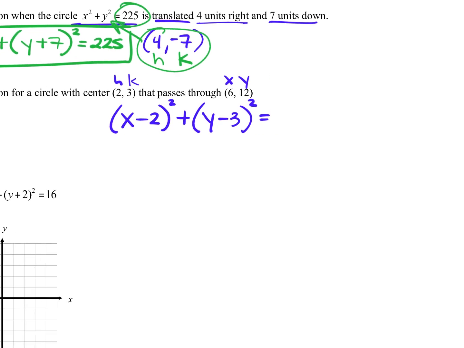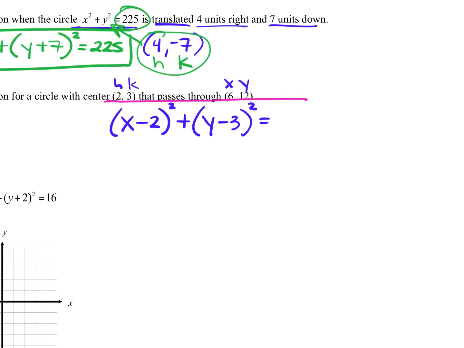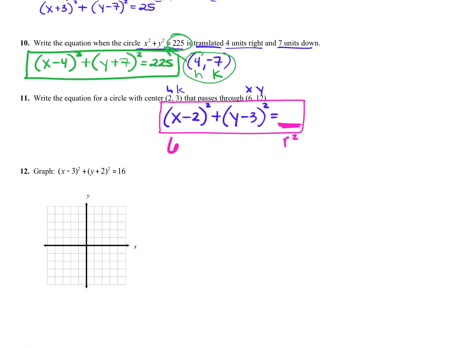So this is my answer. We just have to figure out what else needs to get plugged in right now. We need an R squared right there. How do we figure that out? Plug in the X and the Y. So it's going to be 6 minus 2 squared plus 12 minus 3 squared equals that radius squared. Simplify, or you can just plug that into your calculator, really. Keep the parentheses if you do. 4 squared is 16. 9 squared is 81. So r squared is 97.